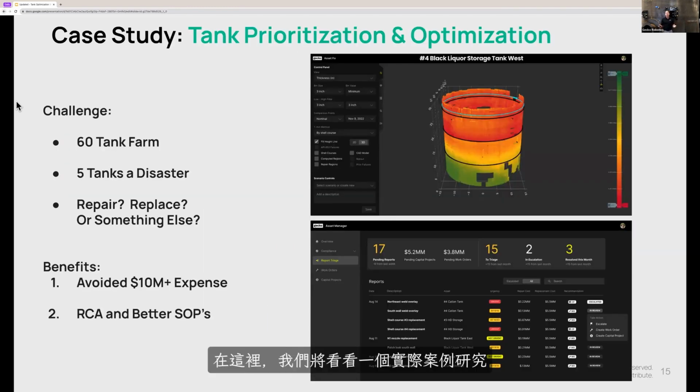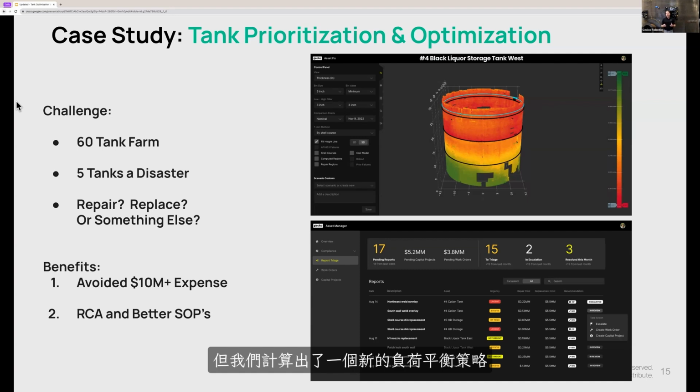As we wrap things up here, let's take a look at a real-world case study. Now, in this case, we're looking at some information from a very large paper mill here in the United States that has over 60 tanks on location. And when we went out and did our tank optimization across that farm, what we found is that for whatever reason, 5 of those tanks were in awful shape. Now, all the tanks were of similar vintage and performing a similar task, but 5 of them were way worse than the others. Now, the customer's first reaction was to replace all 5 of those tanks at an enormous cost.